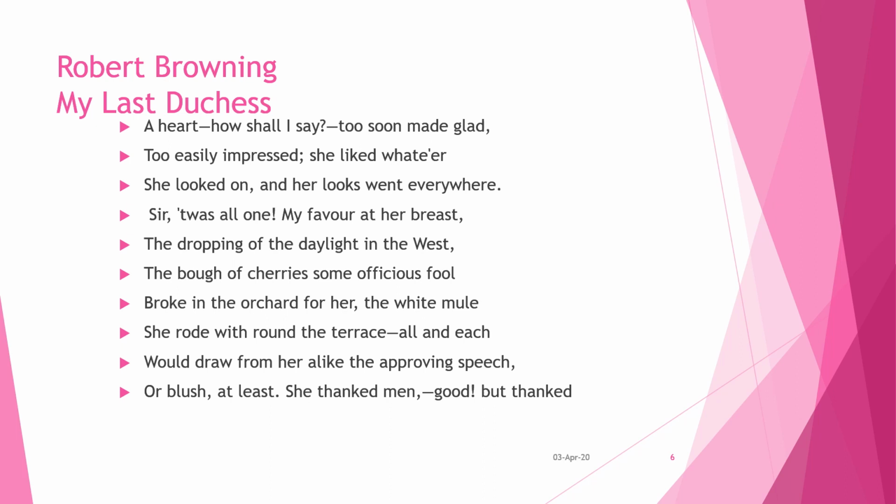The bough of cherries some officious fool broke in the orchard for her. When she walked in the garden of fruits, the orchard, and she met anybody in the garden, he is described here as officious. This is the Duke's opinion about him. He describes him as being officious, as being a fool or something not nice anyway. Being polite meant that he should give her a bough of cherries that he breaks from the garden.